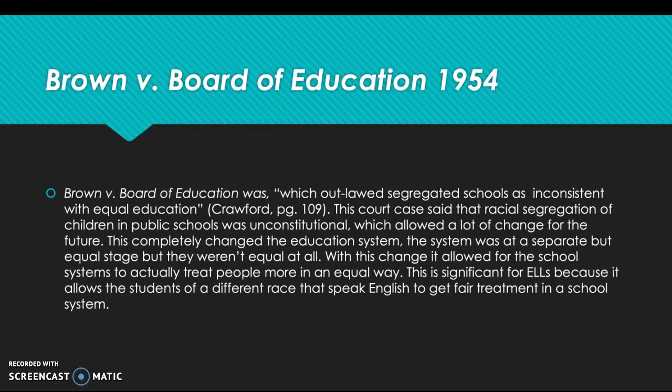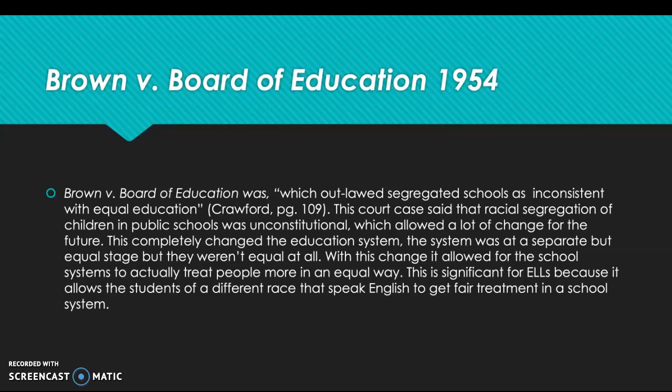The first event is Brown versus Board of Education in 1954, which outlawed segregated schools as inconsistent with equal education. This court case said that racial segregation of children in public schools was unconstitutional, which allowed a lot of change for the future. This completely changed the education school system.